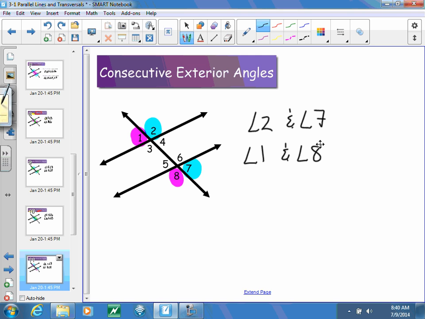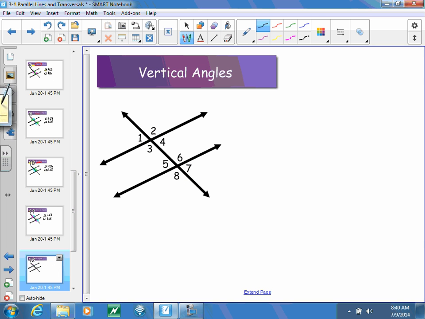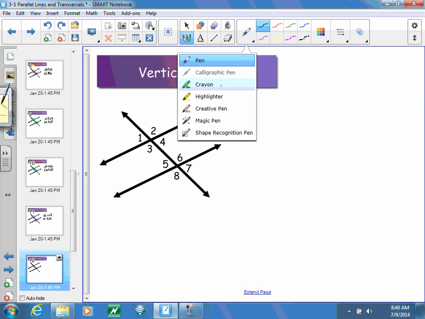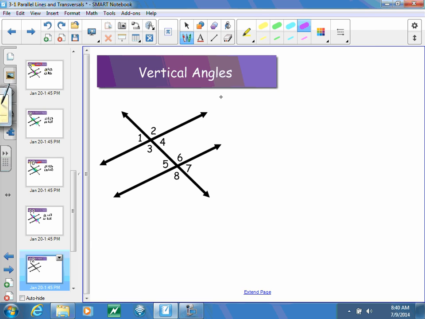So we are almost through all of our different relationships that we have. I just want to go over a couple other ones here real quick. And vertical angles is something that we've already talked about, but it's going to come up once again. So remember that vertical angles are angles that are formed when two lines intersect and they're opposite of each other. So we're talking about angles 1 and 4 are vertical angles, 3 and 2 are vertical angles. We've got angles 5 and 7 are vertical angles, and 6 and 8 are vertical angles.